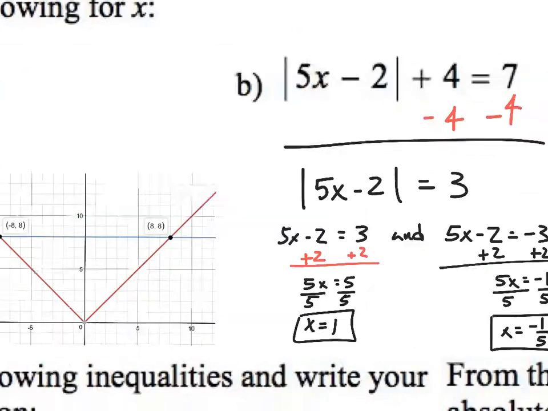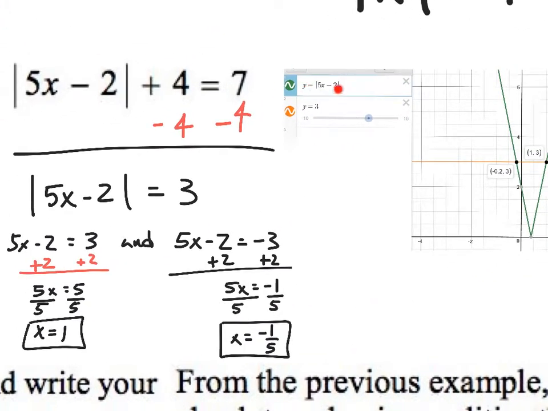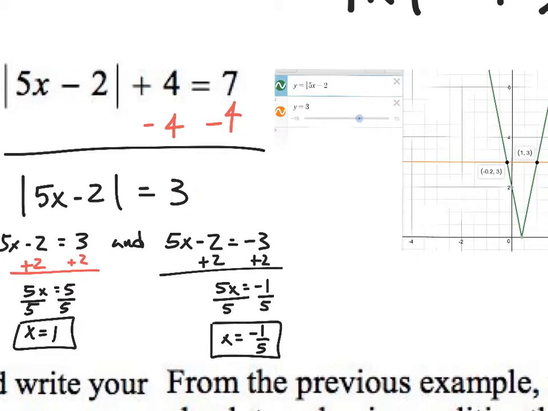Let's look at the other one here just real quick. I put y equals absolute value of 5x minus 2. This part here, I made sure that I had this as one side of the equal sign, and then the 3 as the other. You still get the same thing, but it's a little bit easier to see.